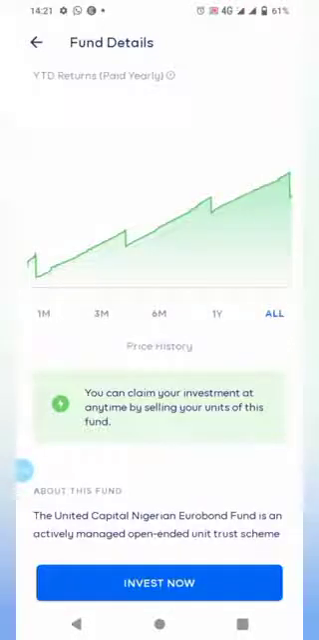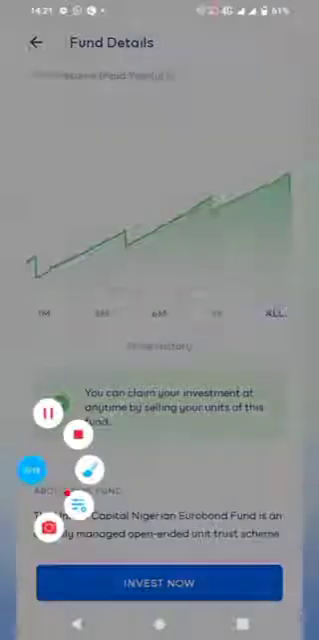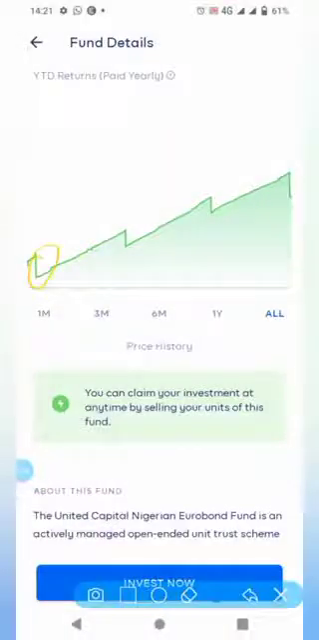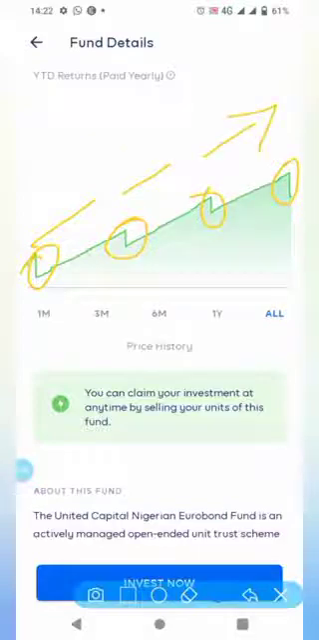Now if you look at this chart critically, you can see that there were dips within this period. There was a dip here, there was a dip here, another dip here, and currently this is where we are now. But all in all, you can see the overall progression of this chart, that is it is bullish. So this instrument is highly bullish. You can see it just going up and up. It's an uptrend.